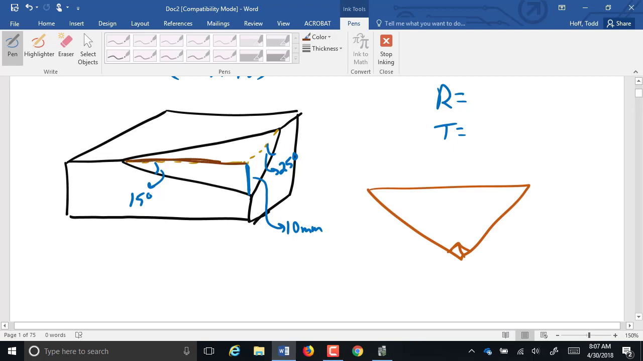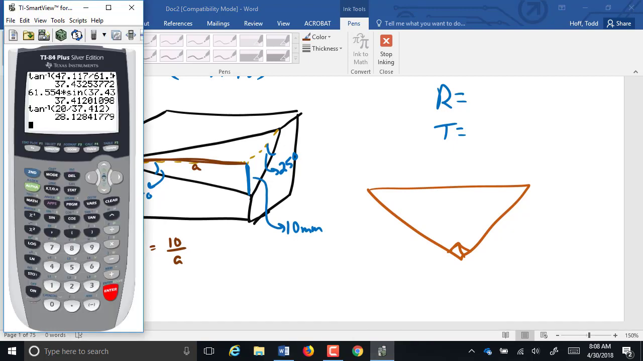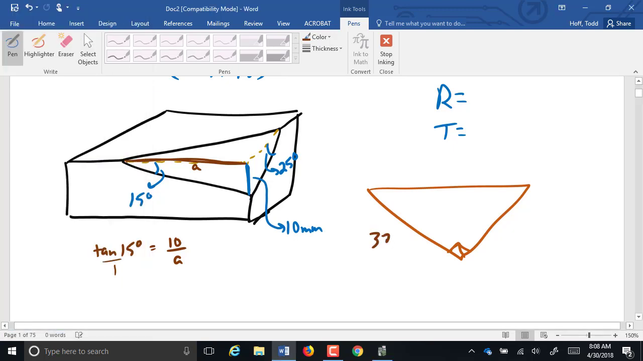So we're going to find this length right here. That's going to be the tangent of 15 degrees equals 10 over, we'll call that little a. So 1 times 10 divided by tangent of 15. Sounds about right. 37.32 looks correct. Millimeters over here. Okay, that'll be that one.